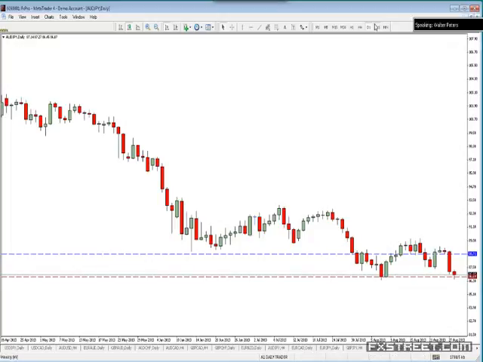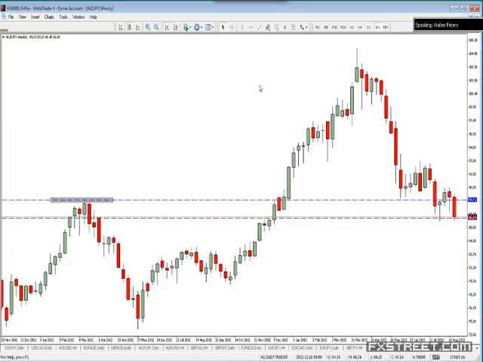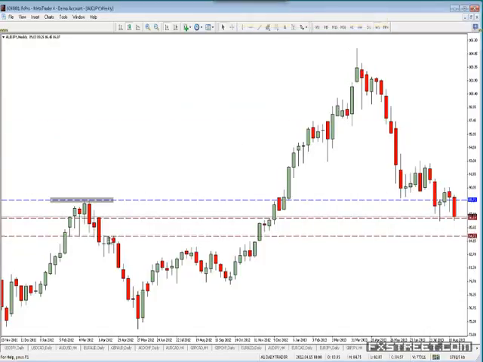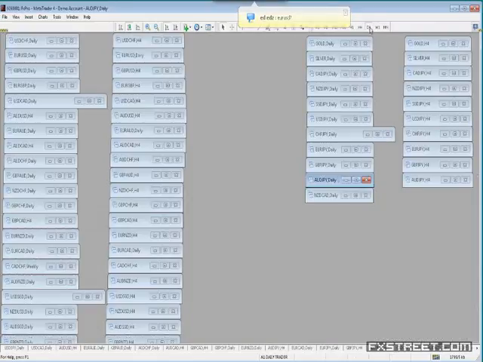And where would it go? Well, it looks like the next level of support is where all these highs are right here and all these lows right here. That's 84.70. That's what I would say about the Aussie yen. That's what it looks like to me.